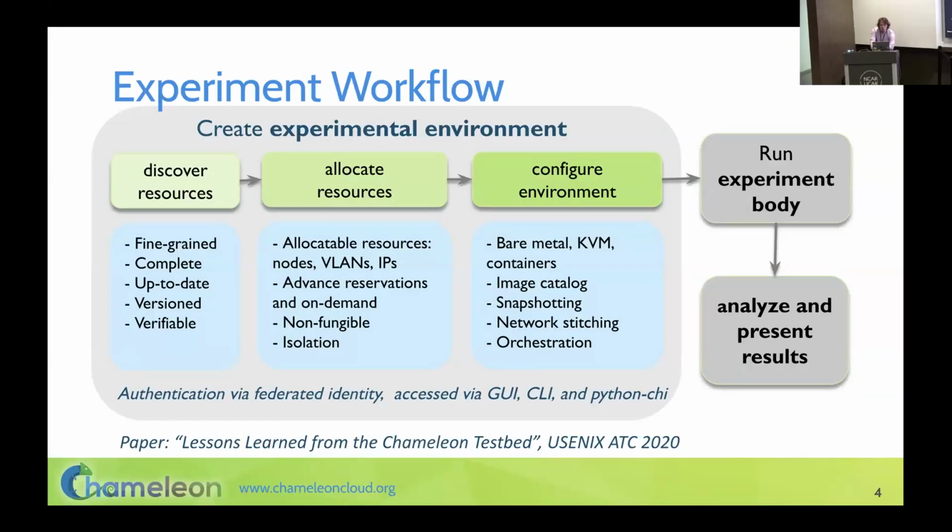This is our usual experimental workflow, which again, I've got here for reference. You can find the slides. And so I'm going to be talking about in CHI at Edge in particular, how do you discover resources? What do we have? How do you actually allocate them? How do you configure things once you've allocated it? And then run your experiment and actually get the data out and analyze your results.